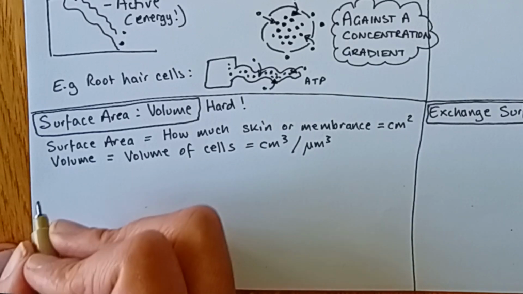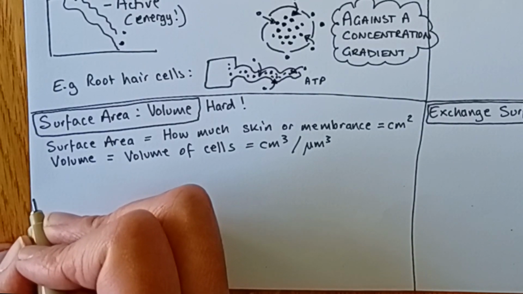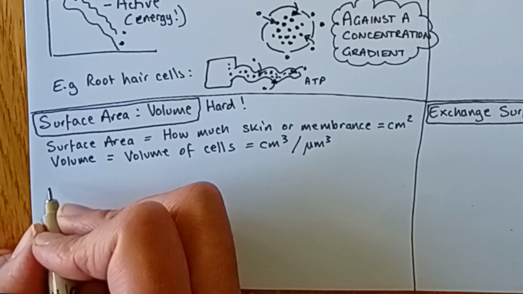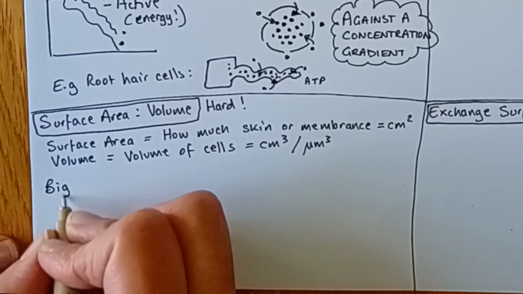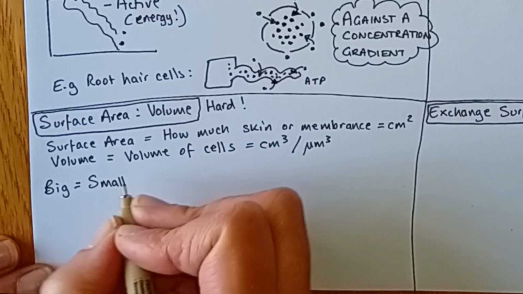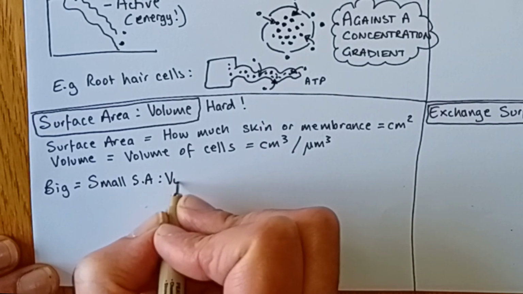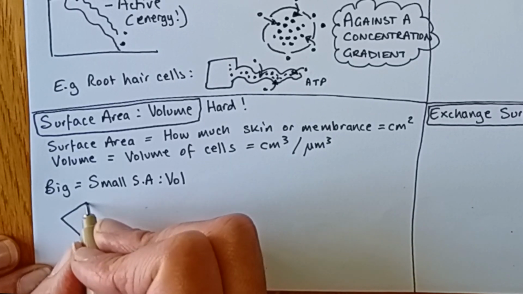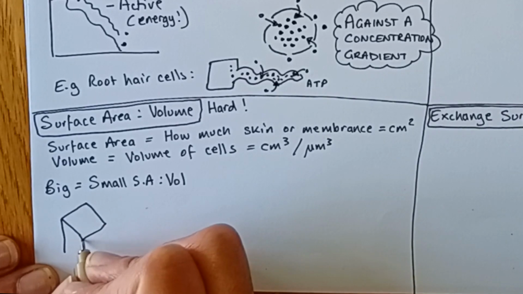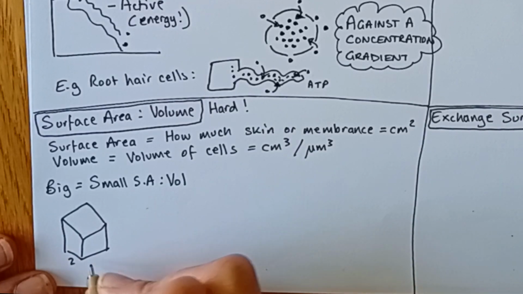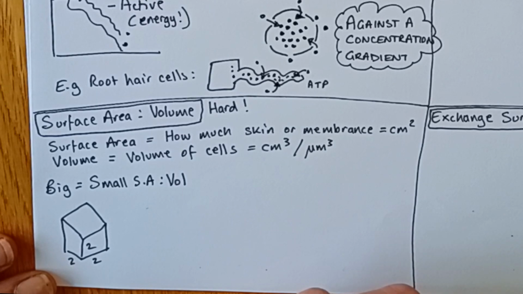Okay. Here's the thing. Big things, despite being big, have a small surface area for their size. We say they have a small surface area to volume ratio. So let's have a look at an example. This isn't particularly big, but it's nice, easy maths. We're going to draw a cube. And that cube is 2 centimetres by 2 centimetres by 2 centimetres.